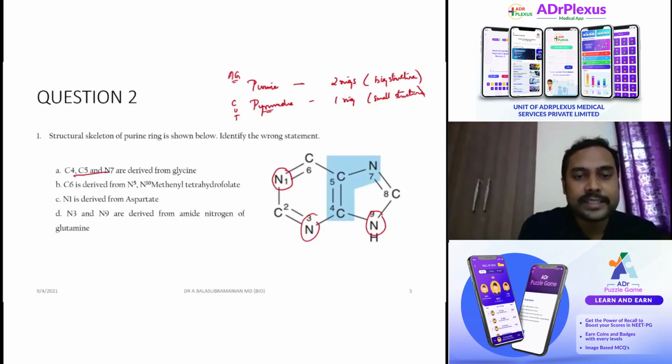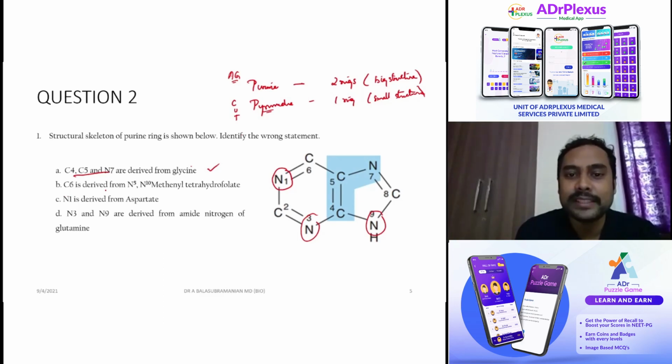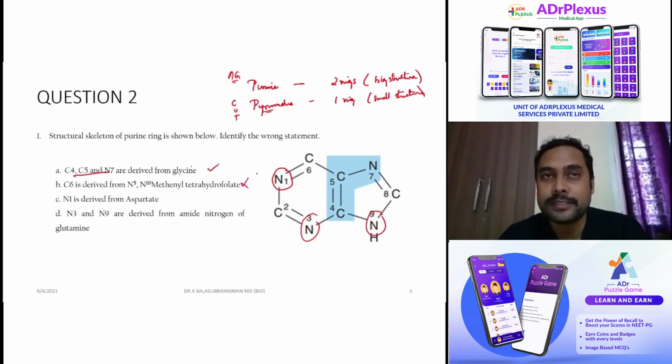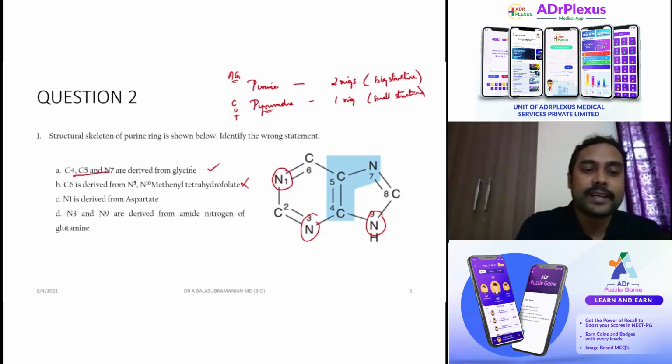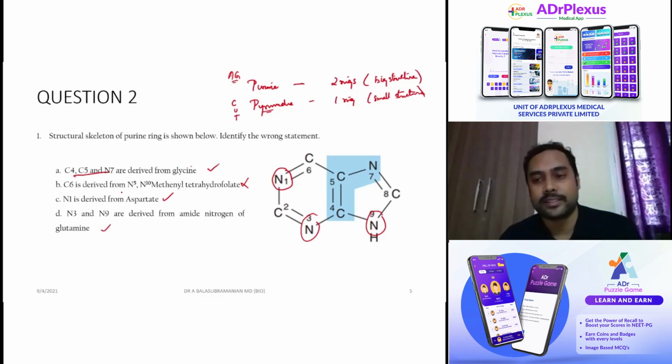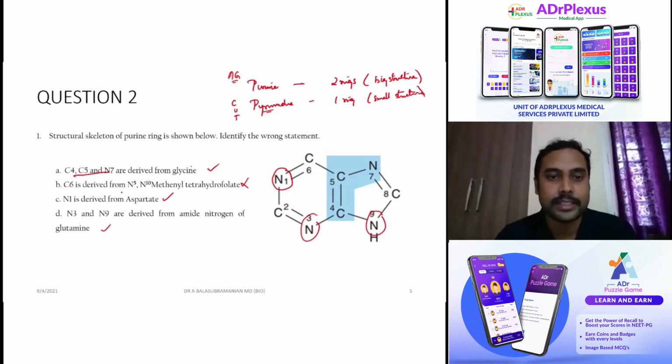C4, C5, N7 derived from glycine. Correct answer. C6 is derived from N5, N10 methylene tetrahydrofolate? No, that is wrong. C6 is derived from respiratory carbon dioxide. Carbon dioxide is the source for C6. N1 is derived from aspartate, correct. N3 and N9 are from glutamine. That is also correct. So if you know this concept, then you will understand and answer this question.